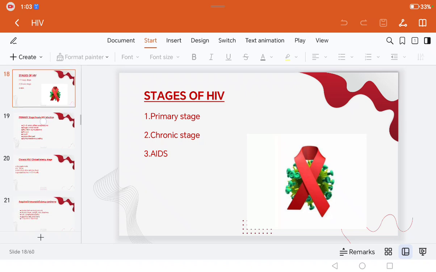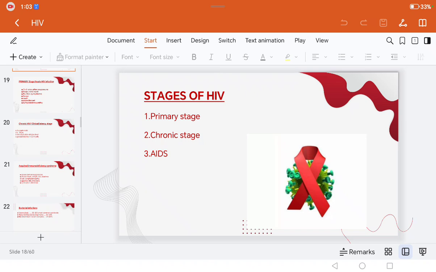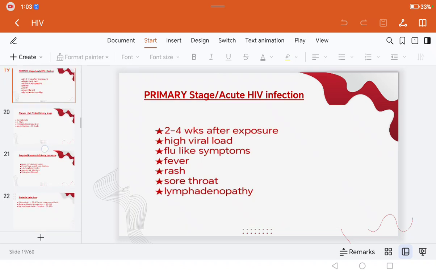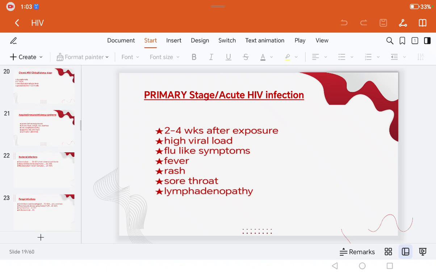Now the stages of HIV are the primary stage, then the chronic stage, and then the advanced or acquired immunodeficiency stage. The primary stage or the acute HIV infection lasts 2 to 4 weeks after the exposure, in which there is high viral load, flu-like symptoms, fever, rash, sore throat, and lymphadenopathy.